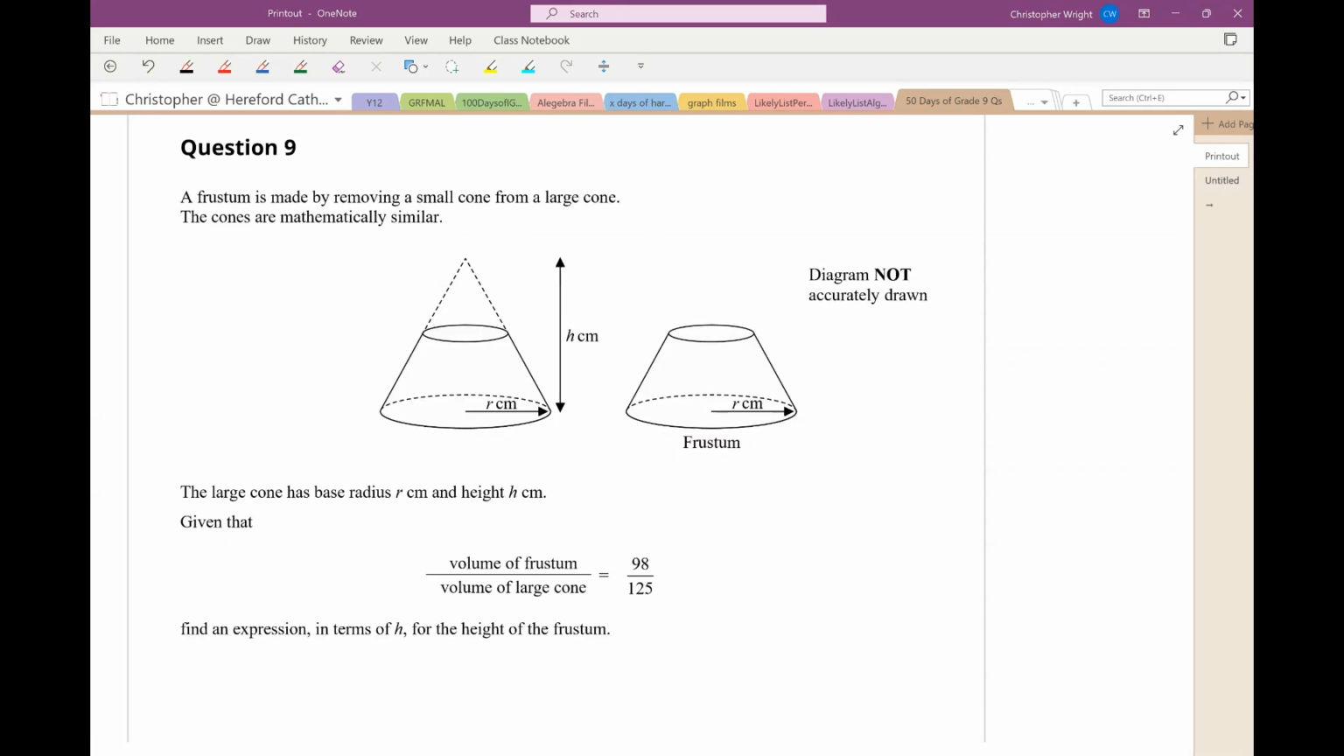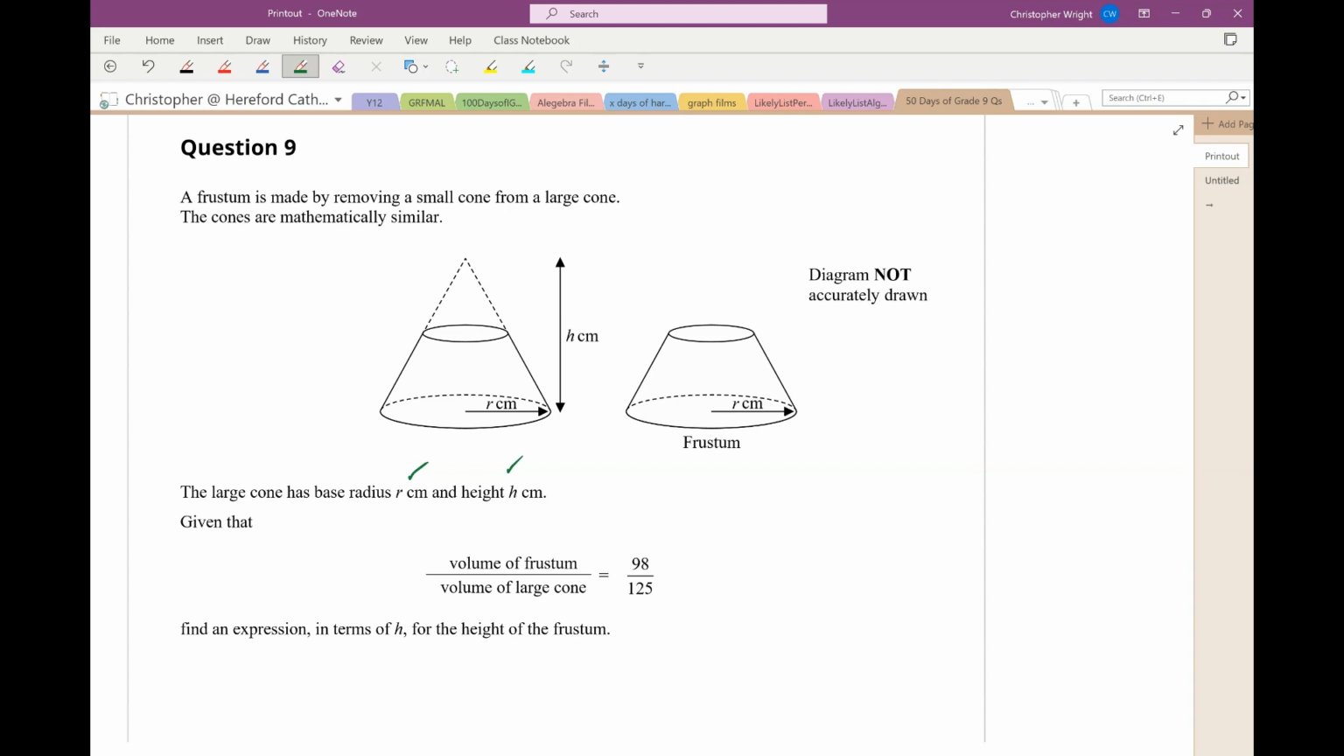Question 9. A frustrum is made by removing a small cone from a large cone. The cones are mathematically similar. I'm just looking at the picture here and taking it on board. The large cone has a base radius of r and a height h, that's mentioned there. Given that the volume of the frustrum is 98/125ths of the volume of the large cone.